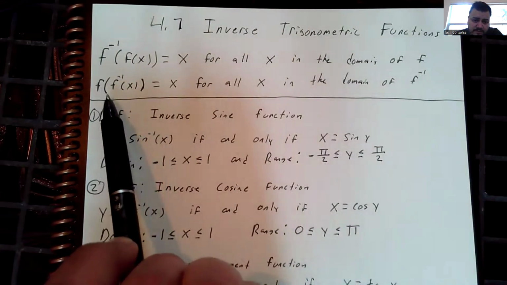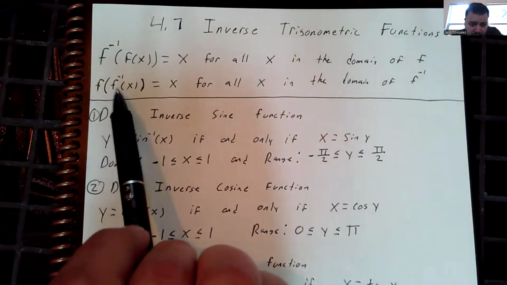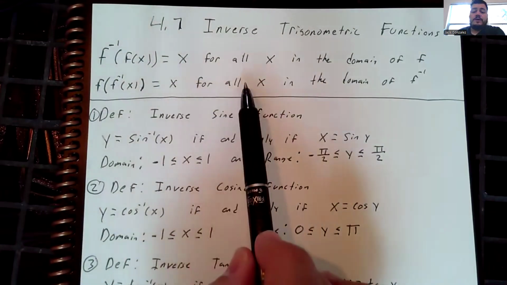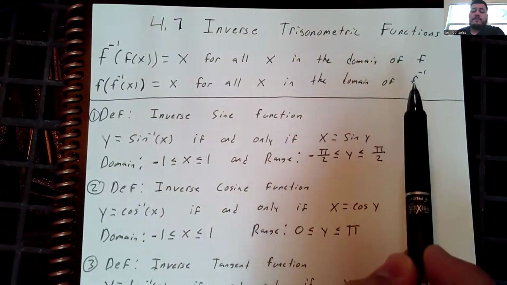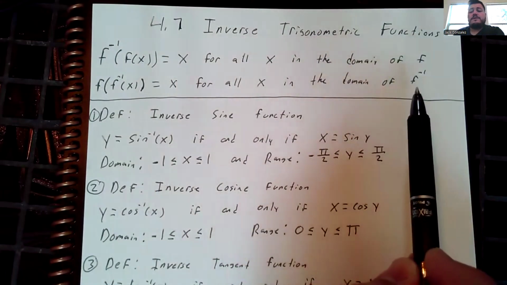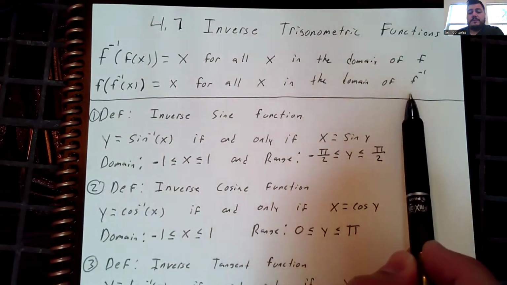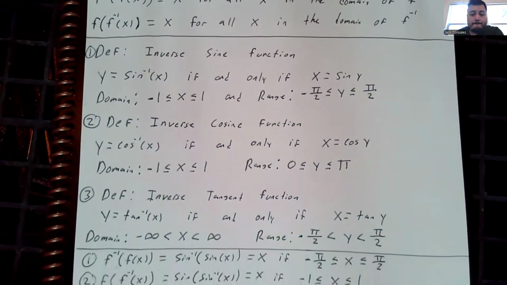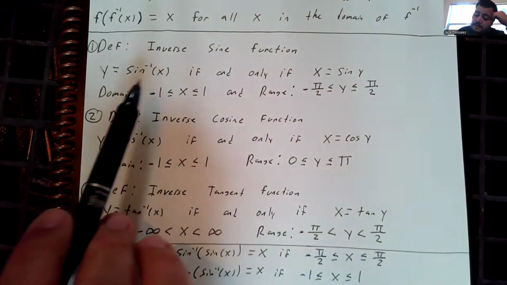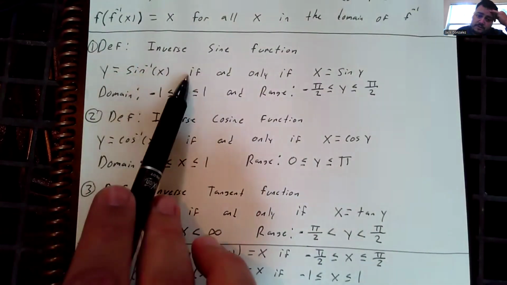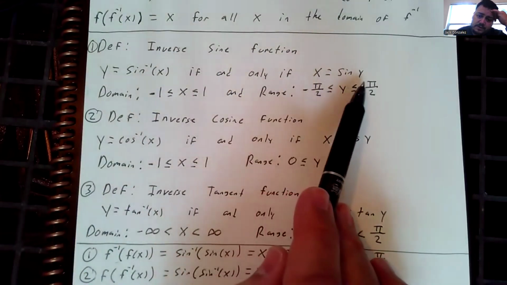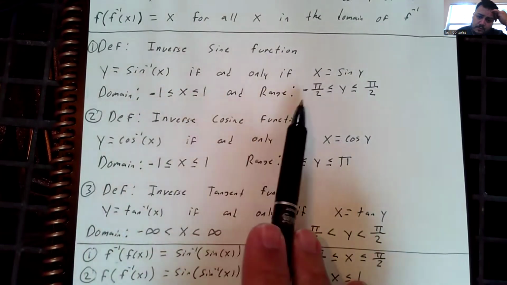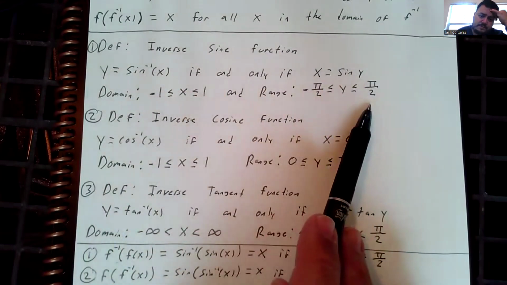And then the opposite is true. If f inverse is inside the f, these will cancel, giving you x. But it would only be true for the values of the domain of f inverse. Okay. And here are the definitions, and I also put the domains and ranges, the ones we're talking about today. So y equals sine inverse if and only if x is equal to sine y, that's our definition. Domain is -1 to 1. Range is -pi/2 to pi/2.